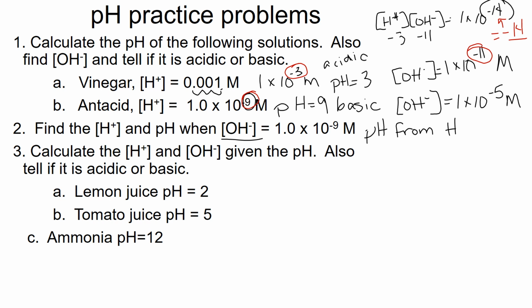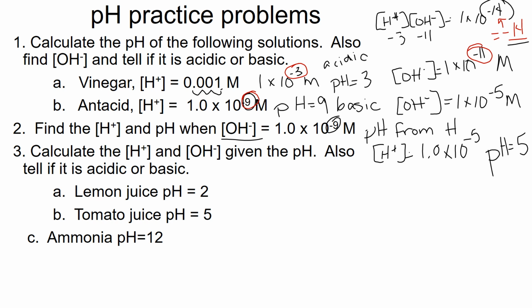If the OH is minus 9, what does the H have to be to add to minus 14? So our H has to be 1.0 times 10 to the minus 5, because minus 5 minus 9. And now we can find the pH from this one, which equals 5. So be careful. If you're given the OH, first find the H, and then you find the pH.